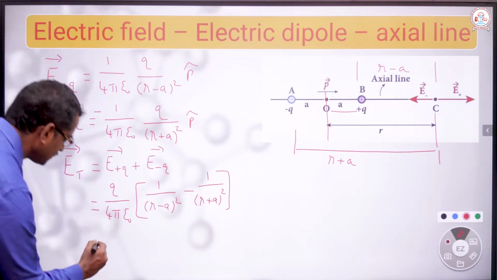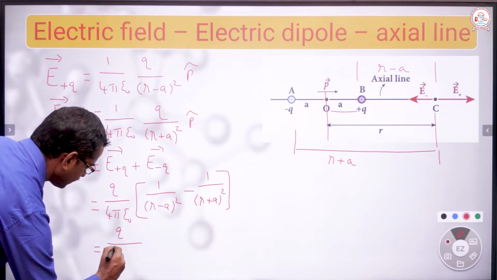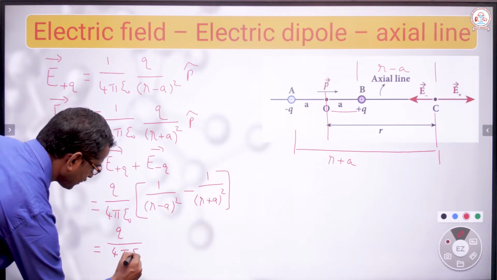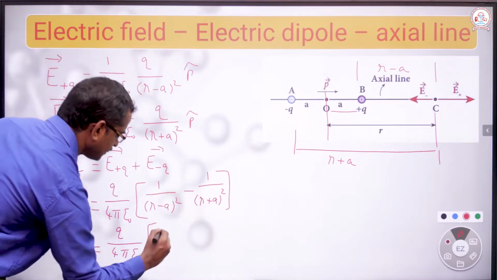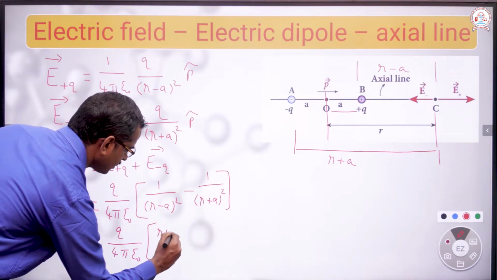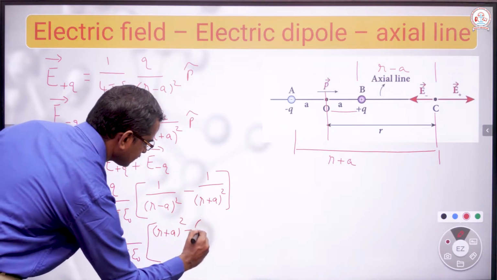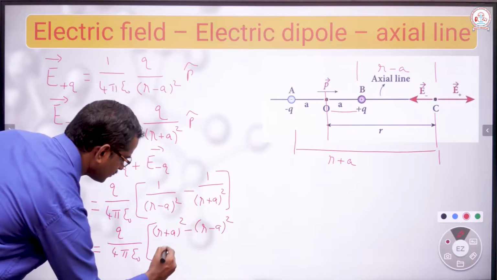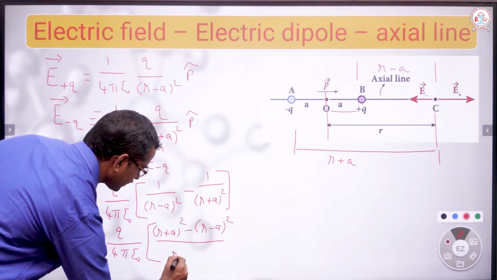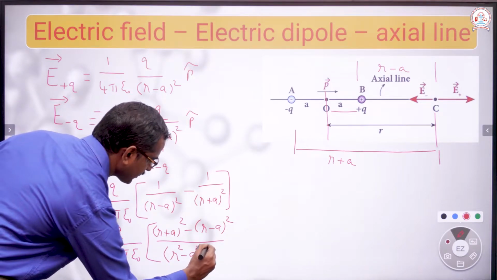Now we can take the cross multiplication, then we have q divided by 4 pi epsilon naught times r plus a whole square minus r minus a whole square, divided by r square minus a square whole square.